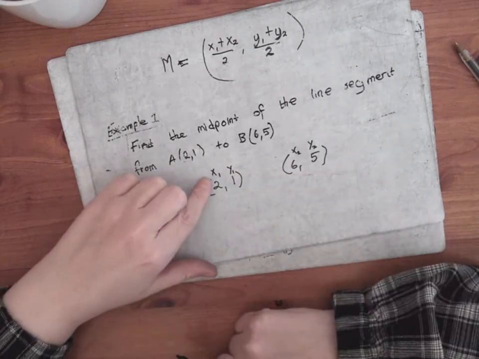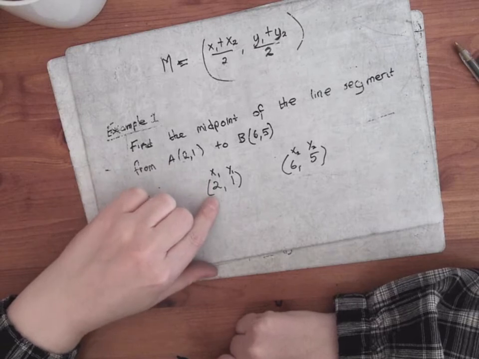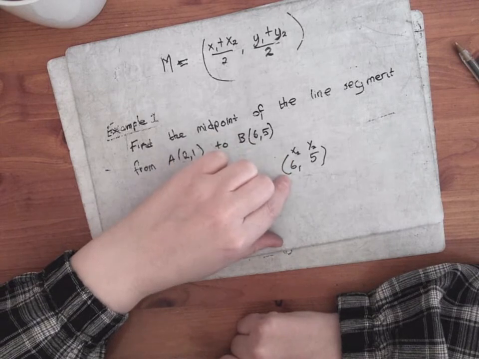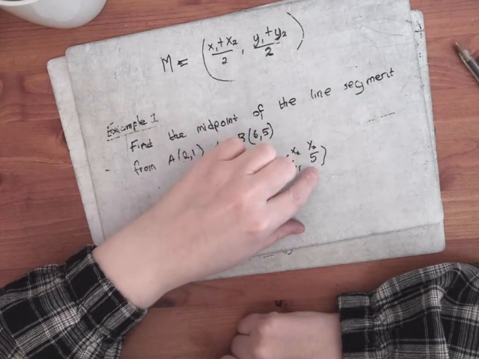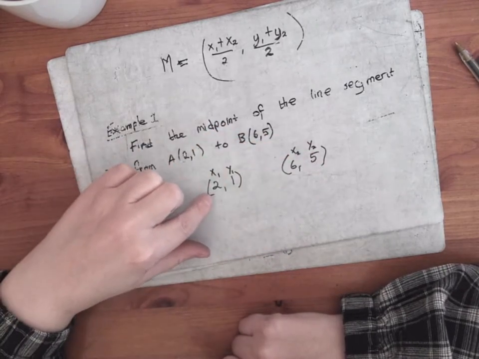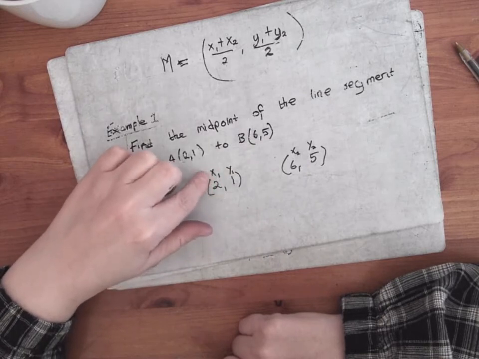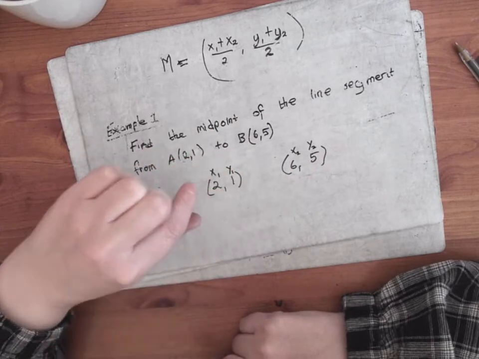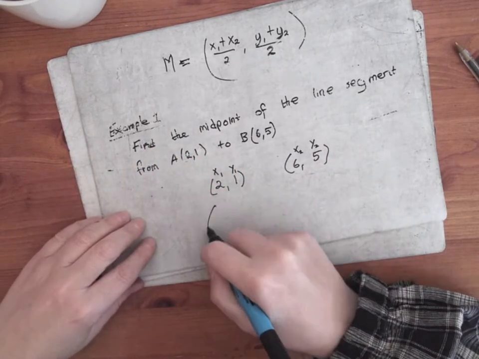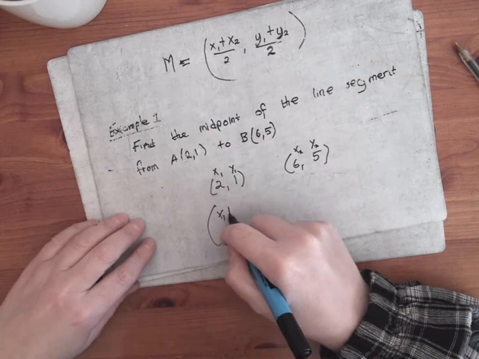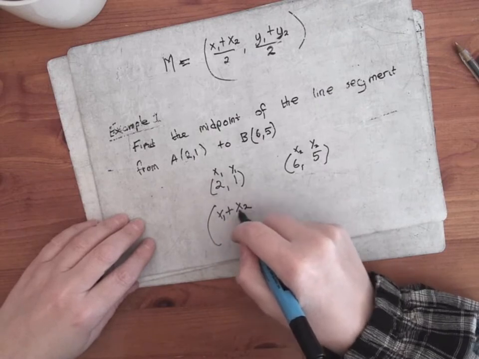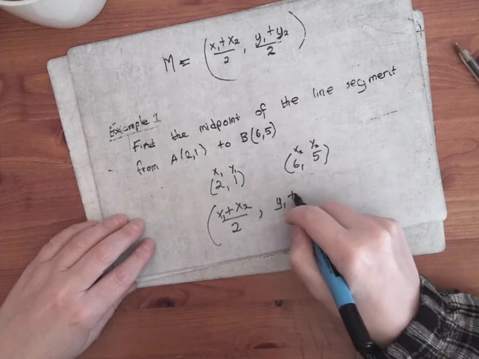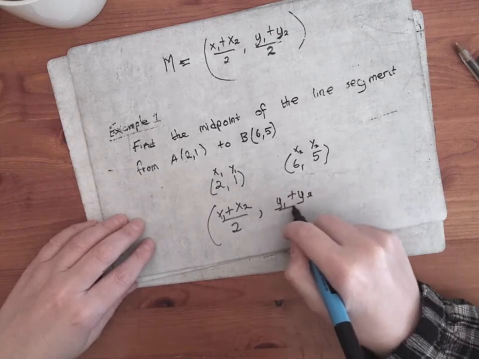So x1 is the number 2. y1 is the number 1. x2 is the number 6. y2 is the number 5. So basically I put x1, y1, x2, y2, and they all stand for numbers. Then I write my formula. Always write your formula before you fill it in. So x1 plus x2 over 2, comma, y1 plus y2 over 2.